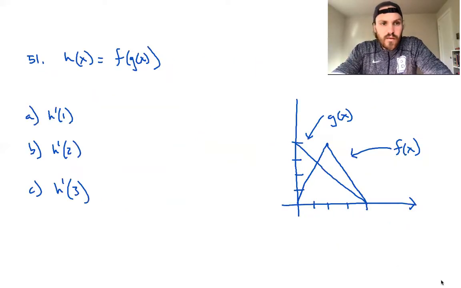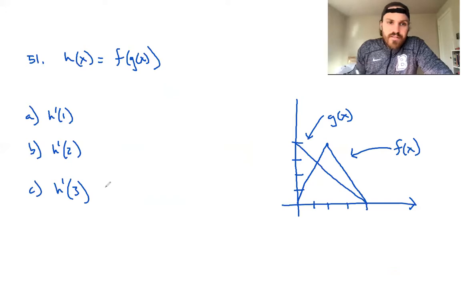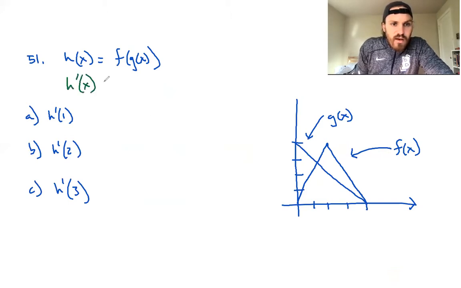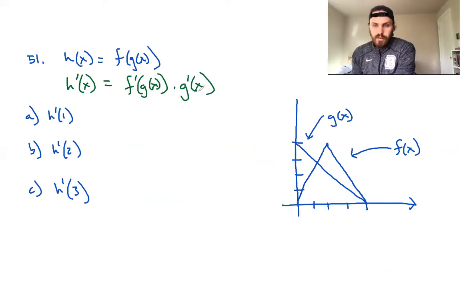Okay. All right, so moving on to some problems that are a little bit more just based on knowledge of the chain rule and looking at graphs. So if we have h of x equals f of g of x, they want us to find h prime of 1, 2, and 3. So the first thing we need to do is just find h prime of x. And h prime of x, of course, would be f prime of g of x times g prime of x. That's by definition of the chain rule.